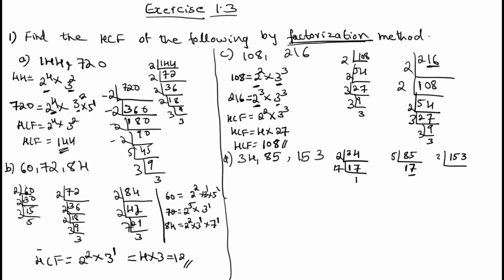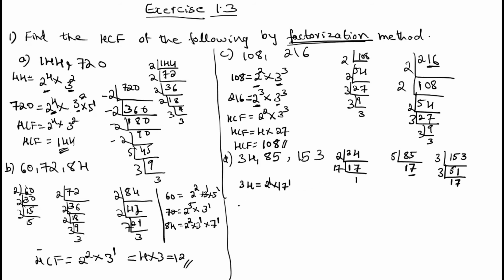Simplify this one. I will take prime number 3. 3 5s are 15, 3 1s are 3. Okay, then see, 3 1s are 3, 2 is remaining, 21, 3 7s are 21. Okay, again see, further simplification is not possible. So 34 can be written as 2 to the power 1 into 17 to the power 1.